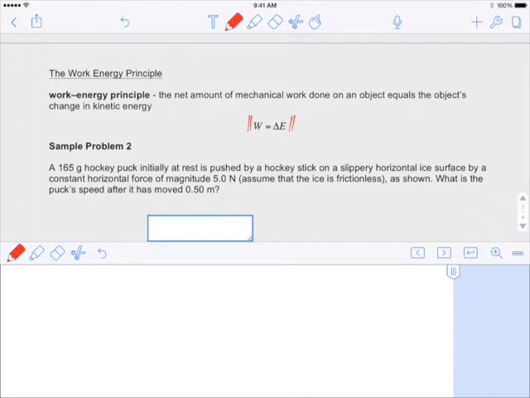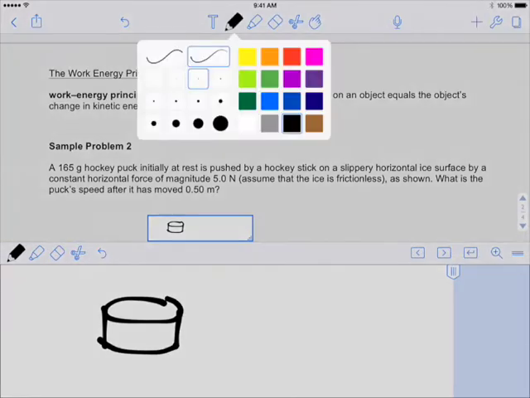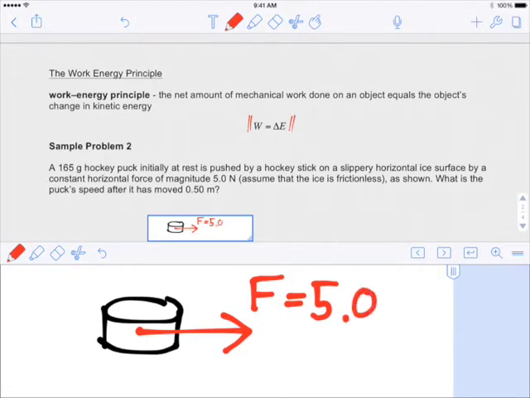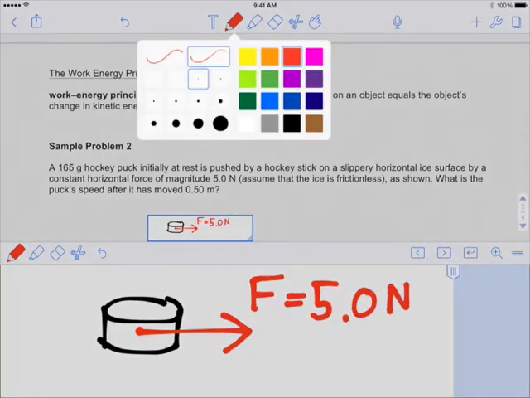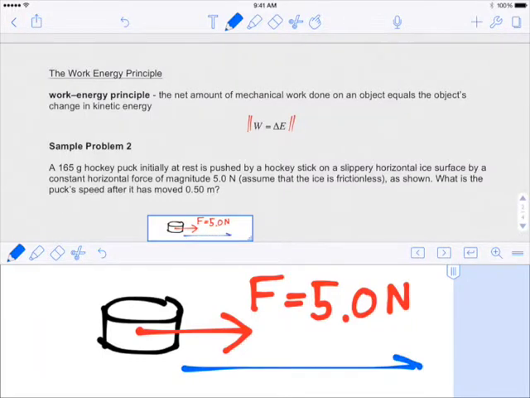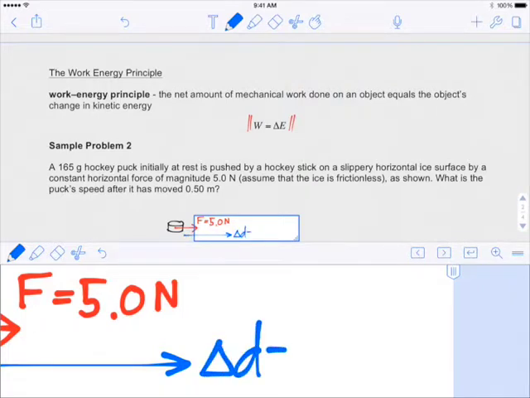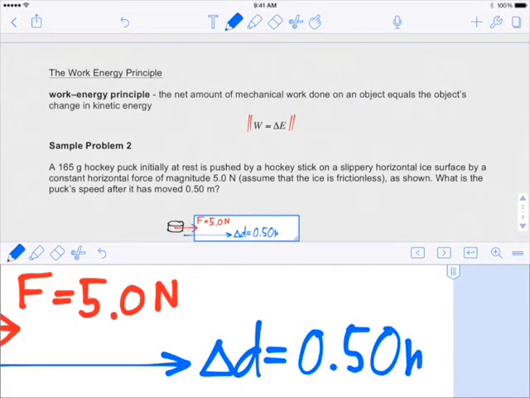In sample problem number 2, we have a 165-gram hockey puck which is being pushed by a constant force of 5 newtons for a distance of 0.50 meters. And we want to determine the puck's speed.